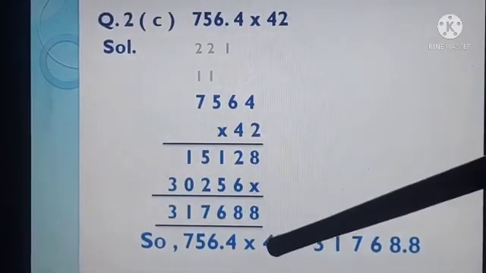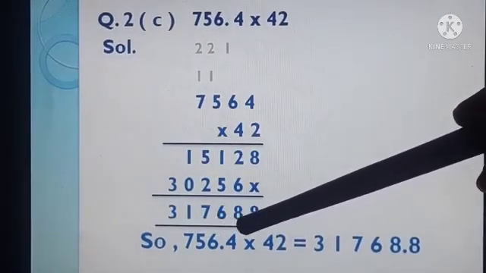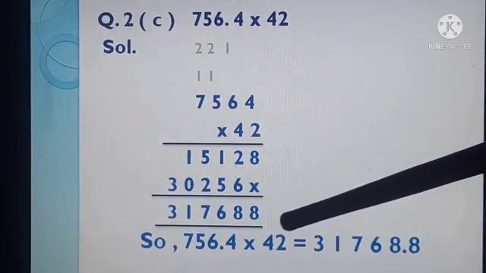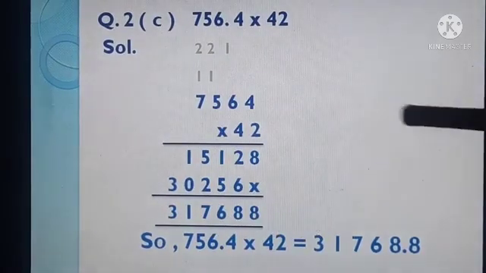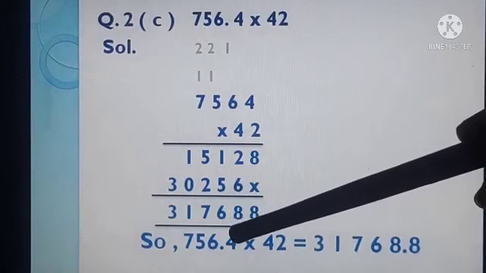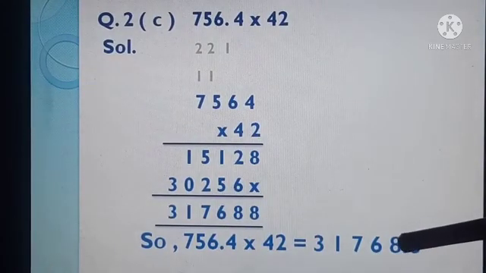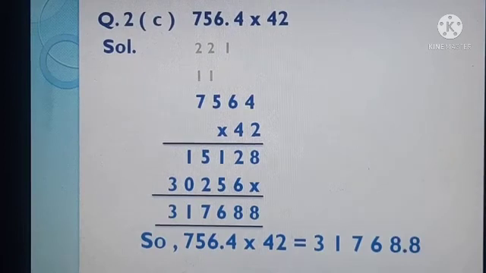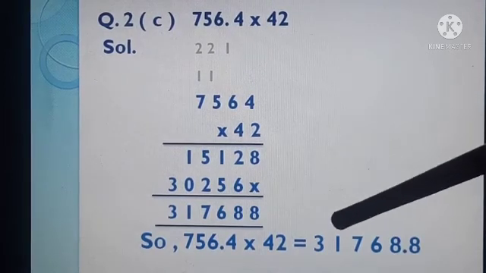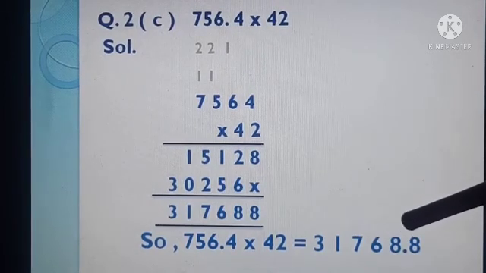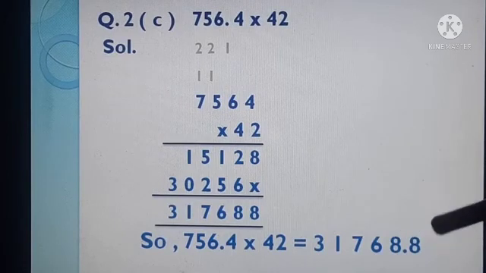Again write down the question. 756.4 multiplied by 42 is equal to, after the decimal there is one digit. So count one digit and then put the decimal here. So our answer will become 31,768.8. Very simple questions are these. You have to do simple multiplication and then at last you will put the decimal.